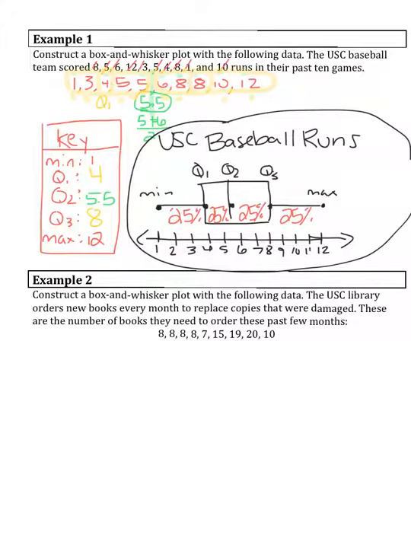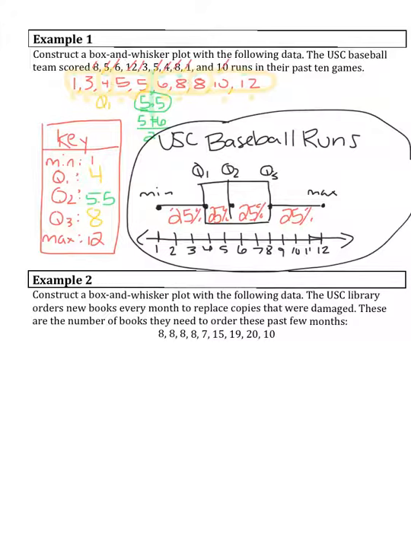If you just saw the box and whisker plot, you wouldn't necessarily know exactly how many runs they had in all of their games. It just gives you an idea of how spread out this data was. Okay? All right, again, let's try another one. Construct a box and whisker plot with the following data.